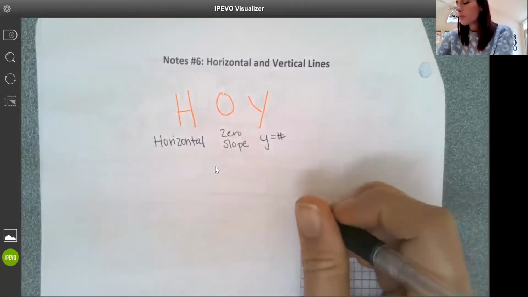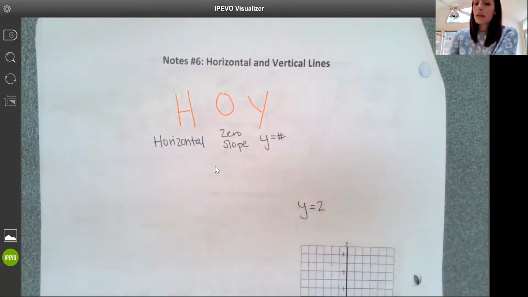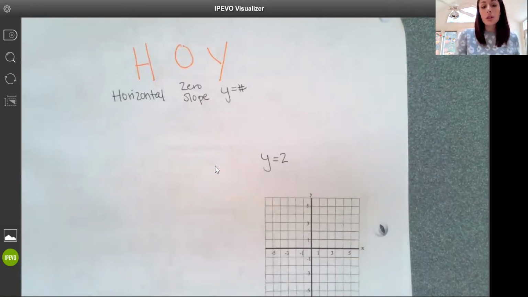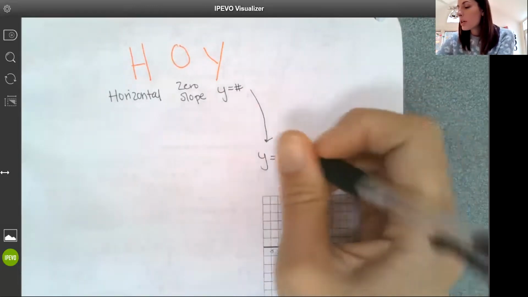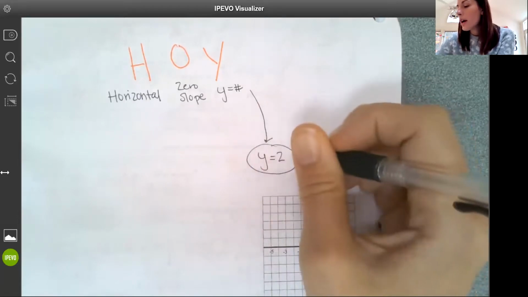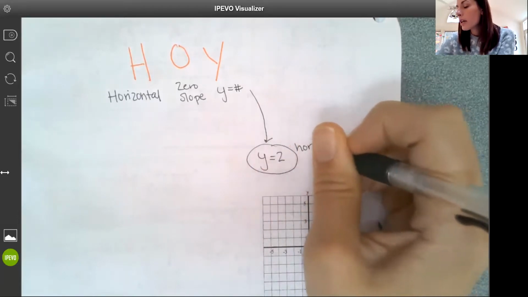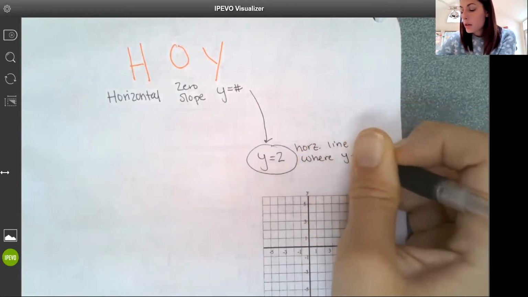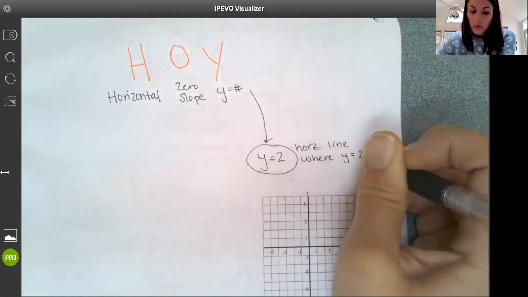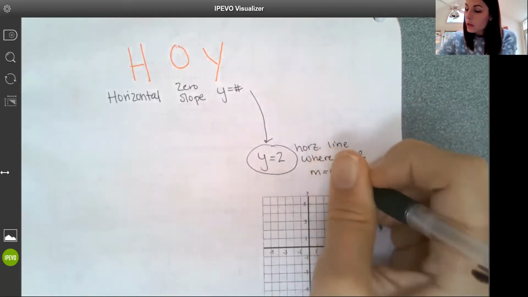For example, if I'm asked to graph Y equals 2, I have to know how to look at that, because in terms of rise over run, there isn't a rise over run, right? So Y equals 2 is Y equals 0x plus 2. So how do I graph that when my slope is 0? Anytime I see Y equals a number, like here, I know that this would be a horizontal line where Y equals 2. And I know that my slope is 0.